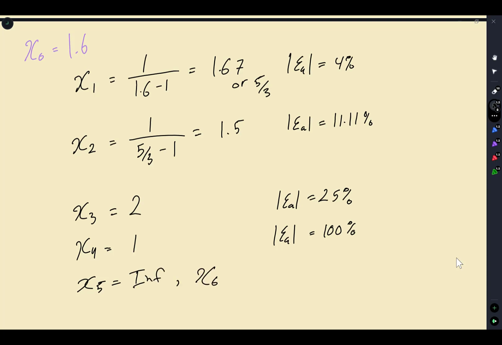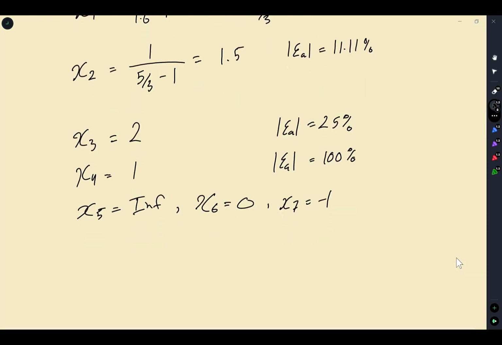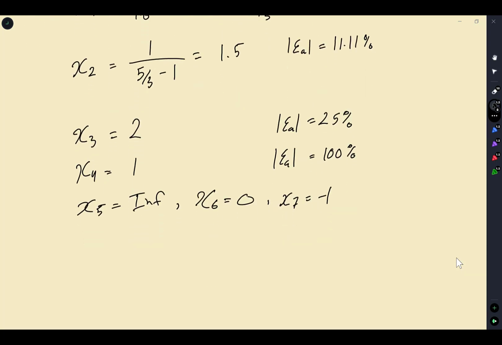And x6, like I said before, would be 0. And then x7 would be -1. And then you keep basically going. If you keep going with this, you would get that x17 is -0.61806. And after that, it converges into this value, which in fact is a root, but not the positive root of this function that we're trying to solve.